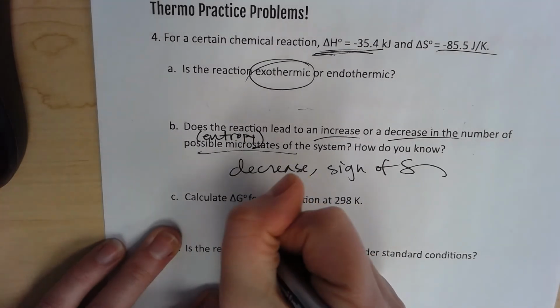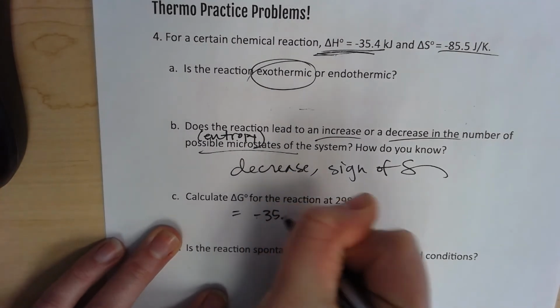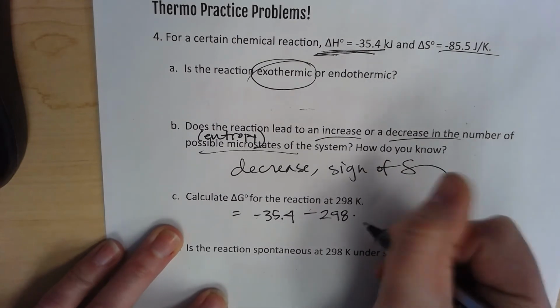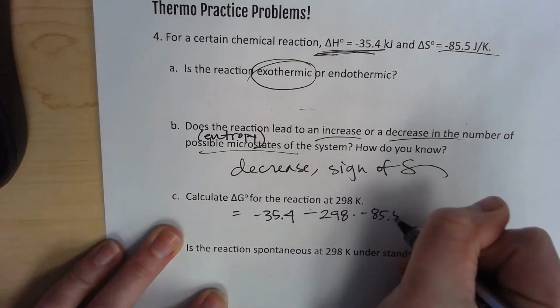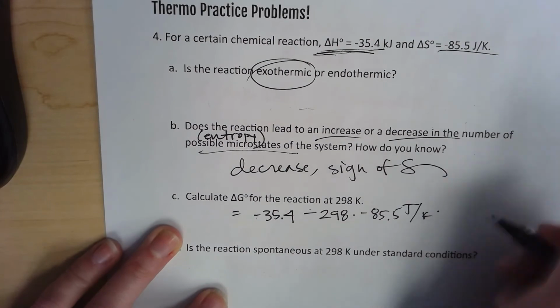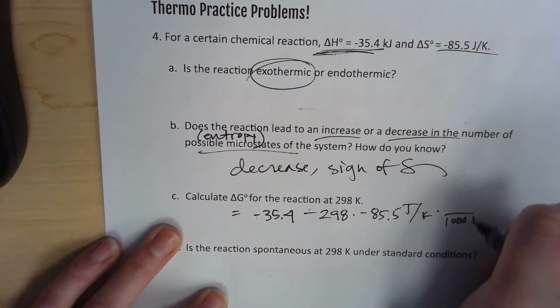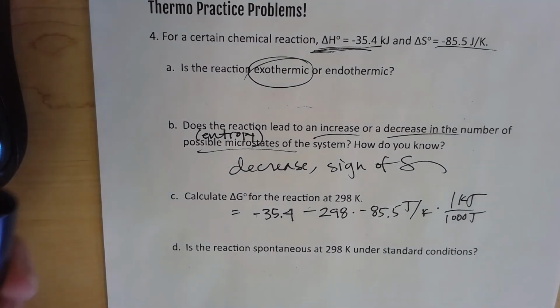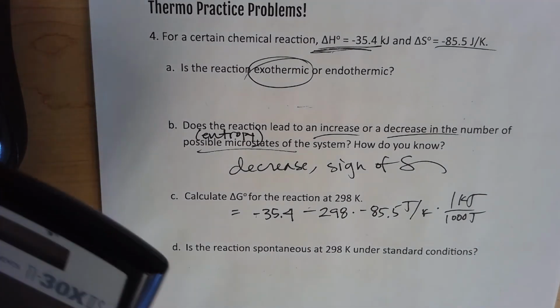What? We got this, right? So negative 35.4 minus 298 K multiplied by negative 85.5 joules per K. Convert 1,000 joules in every 1 kilojoule. I haven't done this one before, so let's check it. Let's do it together here.